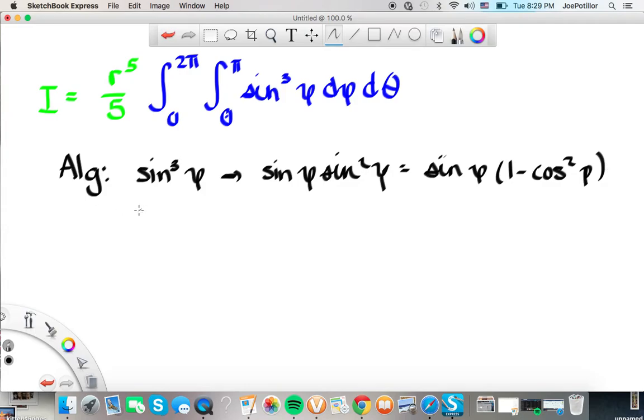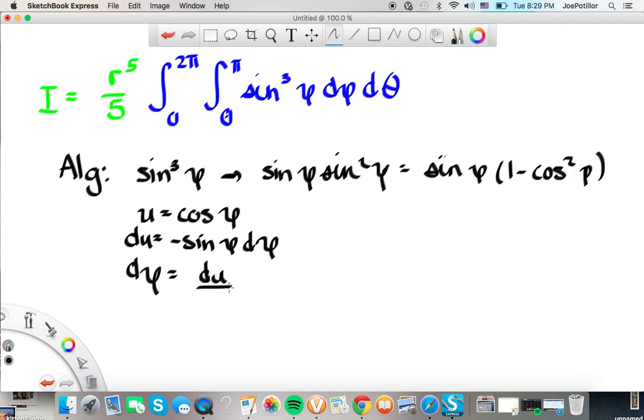So, doing our u substitution here for this integral, we let u equal cosine of phi, du equals negative sine of phi d phi, so d phi is equal to du divided by negative sine of phi. And if I plug in 0 and pi, I'm going to get 1 and negative 1, right? Because cosine of 0 is 1, cosine of pi is negative 1. So we'll write that here: u of 0 is 1, u of pi is negative 1.